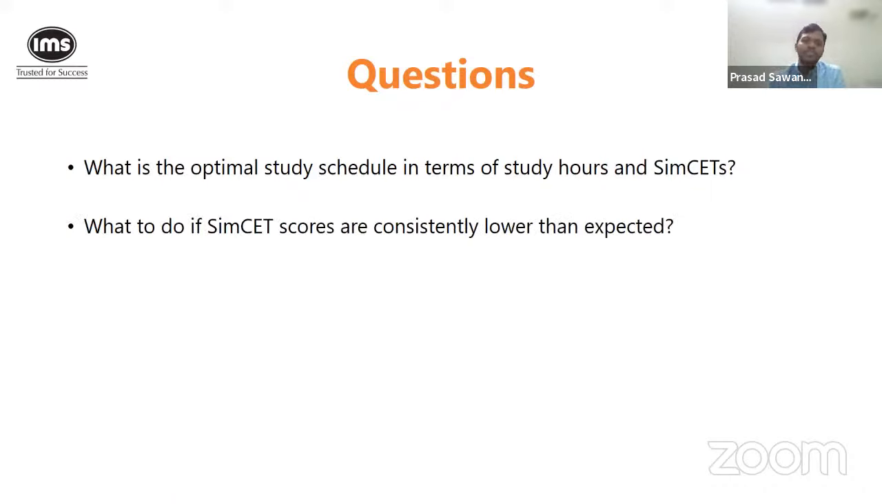Then what to do if SimCET scores are consistently lower than expected? And this happens to a lot of people. See, a lot of times what I've observed is students don't realize that it's a speed test also, right? It's not a test of content only. It's a test of speed. And that also means that it is a test of how quickly you can read things, you can comprehend things, you can assimilate that information, and then come up with the solution. So you will have to think, where is the issue, right?